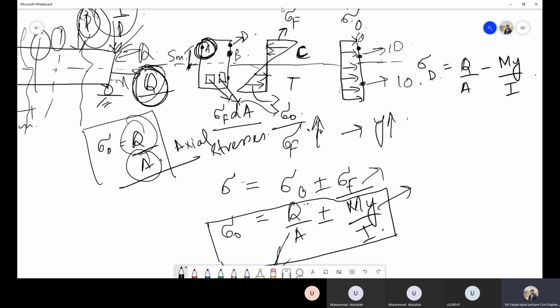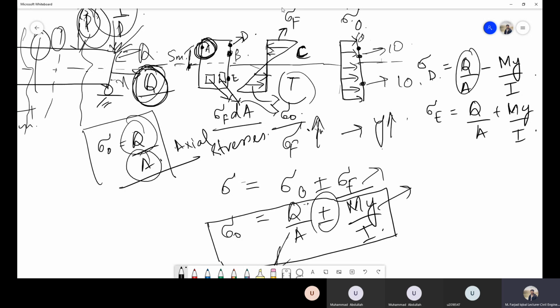And similarly, if I want to calculate the stresses at this E point, then my equation will be slightly different. Now you can see that this flexural stress is also tensile and the axial stress is also tensile. So in this case, both of these will add up. So you have to take care of this sign. It can be positive or it can be negative. Even the sign of this axial stress can also change.